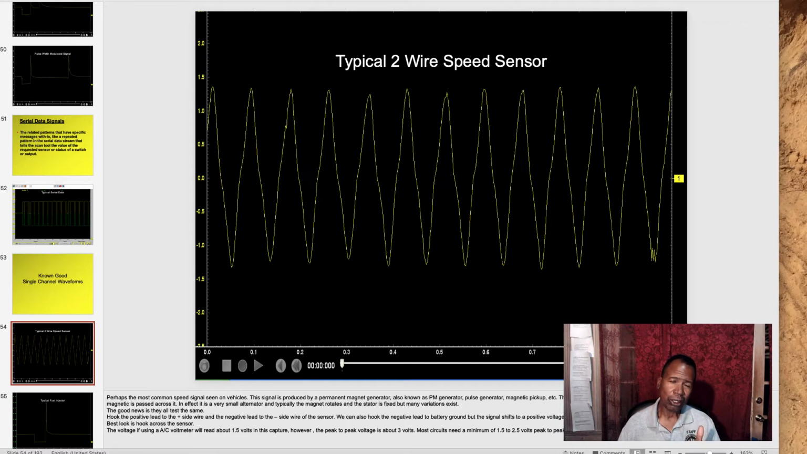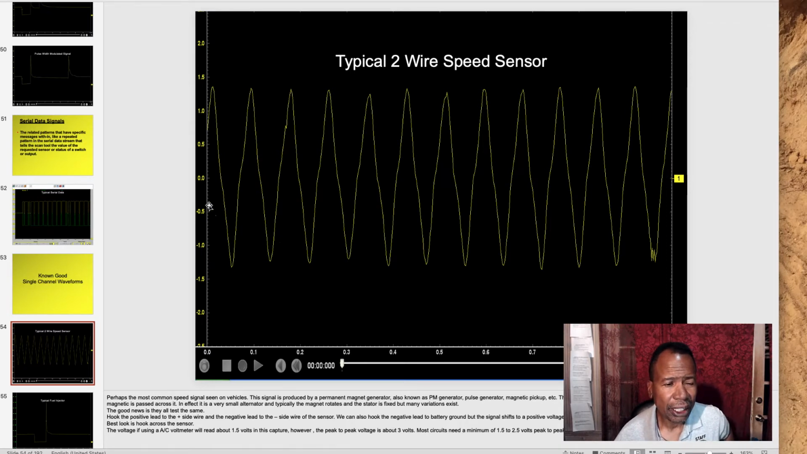You also can take the negative lead and hook it up to the ground of the battery, because sometimes it's hard to hook up the 2 wires to the sensor. So you can take the negative lead and hook it up right to the battery. What happens is it will shift up a little bit, but it'll still be a pulsating signal.